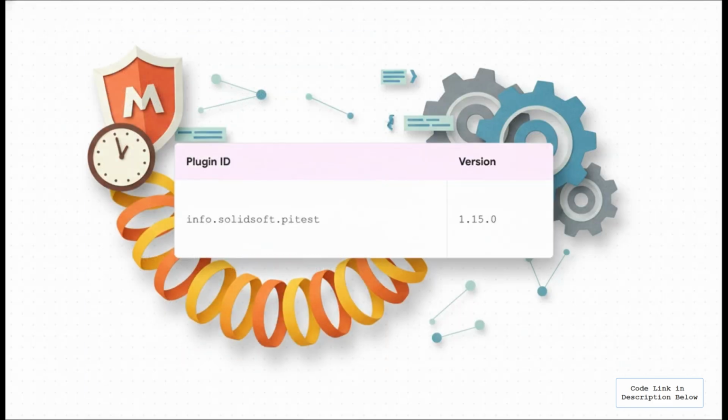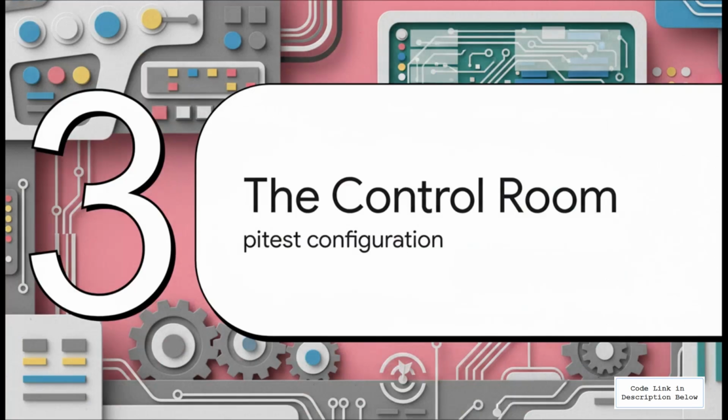And here are the specifics. You need the plugin ID, info.solidsoft.pitest, and pay close attention to the version, 1.15.0. This particular version is key to making sure everything plays nicely with our JDK 11 setup. Okay, our agent is in place.